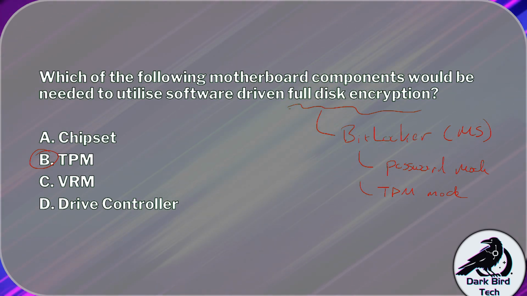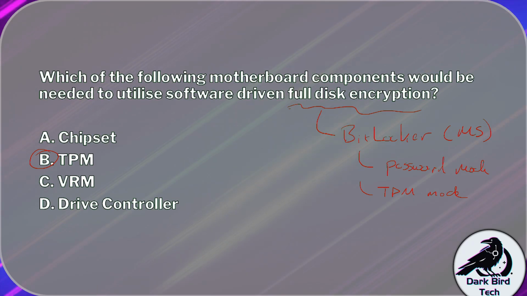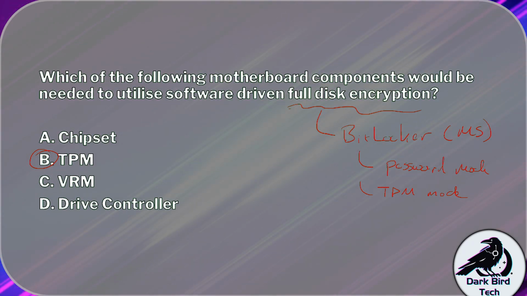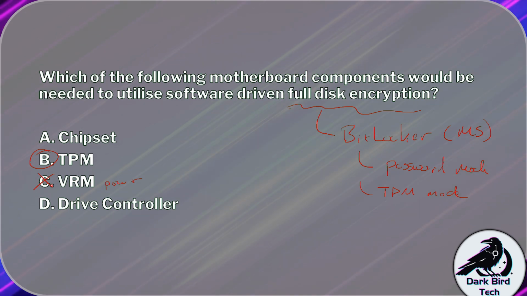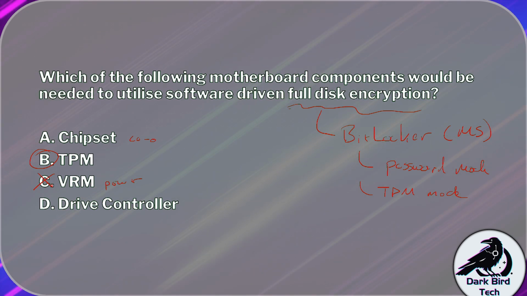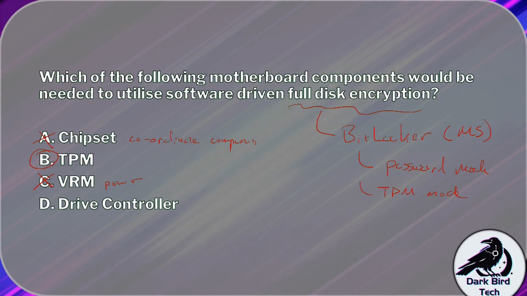If you transplant that hard drive to another motherboard, it goes, don't trust you, and refuses to decrypt unless you give it the 48-character recovery password, which you don't get to choose, by the way, but BitLocker generates it when you turn it on. Now, if you wanted to do a process of elimination, well, we can do that. VRM, or voltage regulator module, that's to do with power. So let's eliminate that. Chipset, this is more about coordinating components. Getting the CPU to work together with the RAM, the storage controller, the PCIe bus, etc. So, chipset's a little bit too broad spectrum to focus on something like encryption.